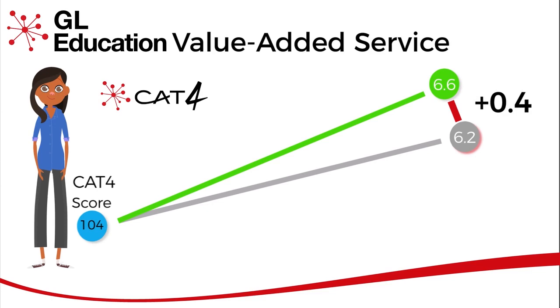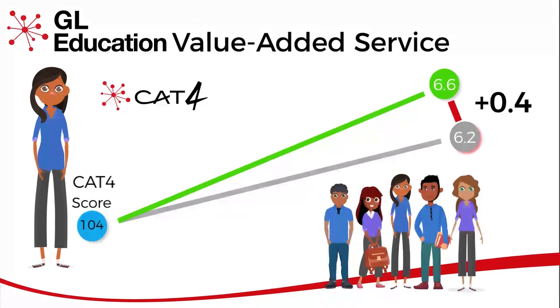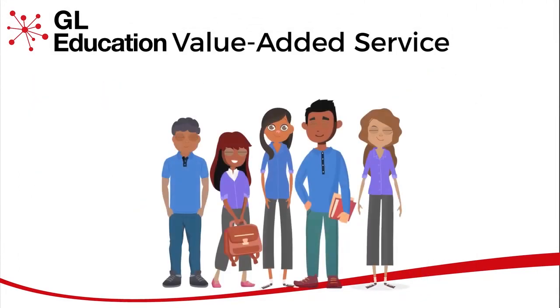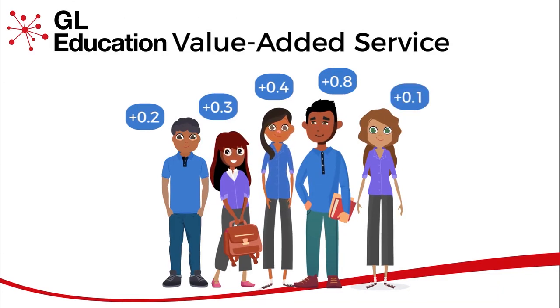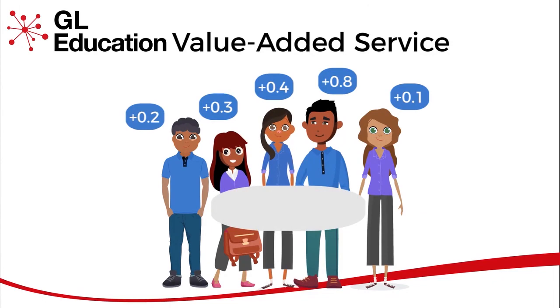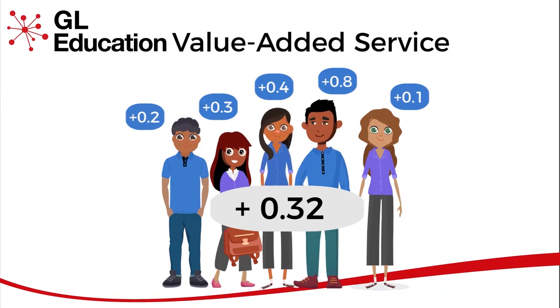These value-added measures can also be used for cohorts or whole schools. The value-added measures of the individual students within the group are added together and the average is calculated. Here, the cohort's value-added measure is plus 0.32. On average, students at this school have performed better than similar students with the same prior starting point.